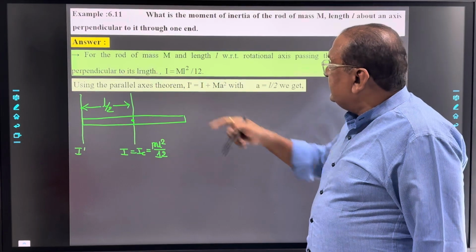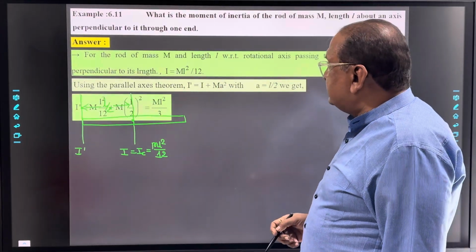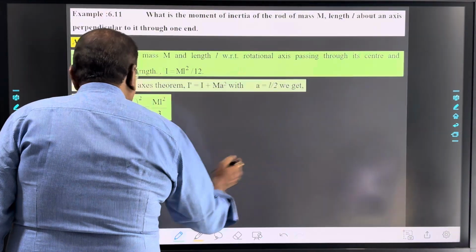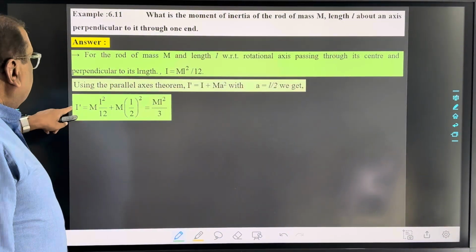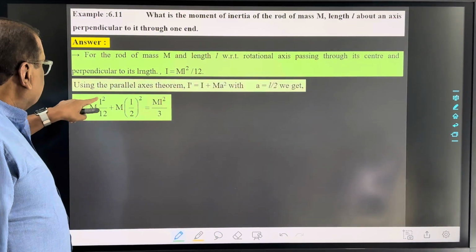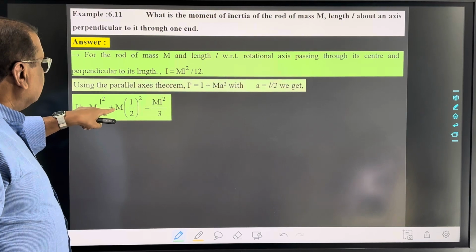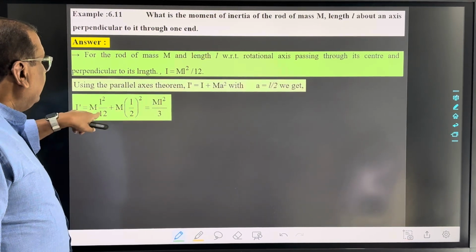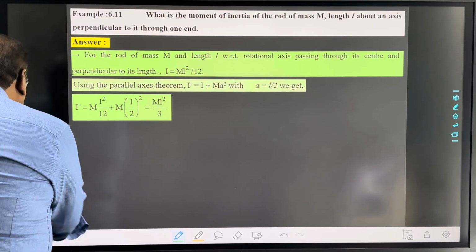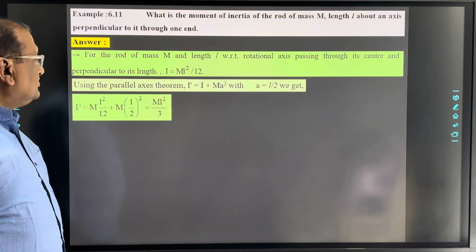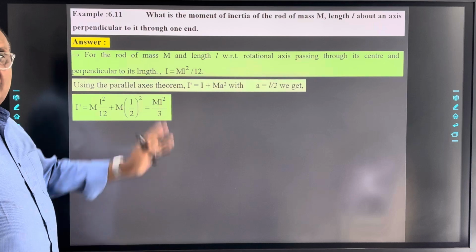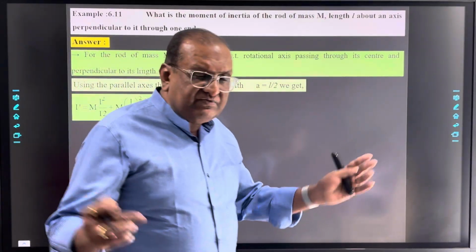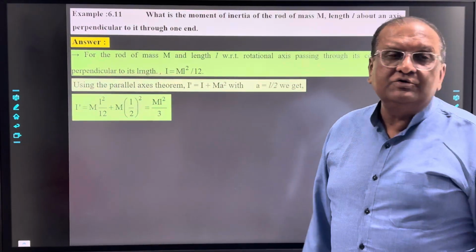So now in this equation, if we substitute the values, I, that is ML square by 12 plus M, now L by 2 whole square. So when you solve this one, you will get the answer ML square by 3. So in this way we can use parallel axis theorem. So in this way these theorems are very useful. Clear?